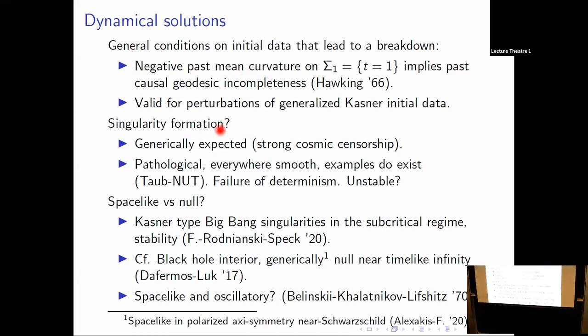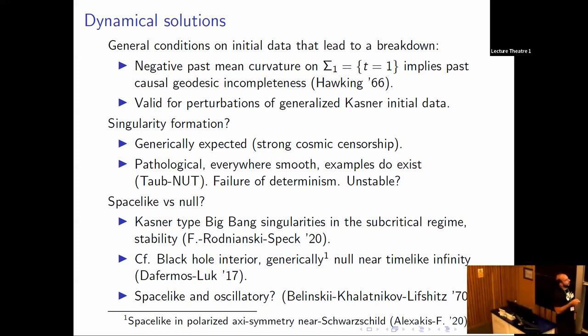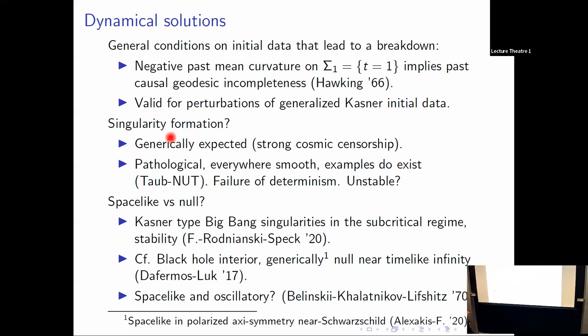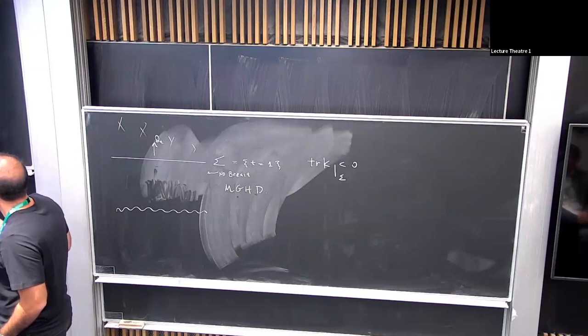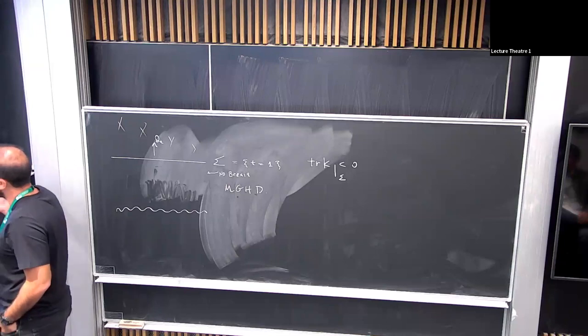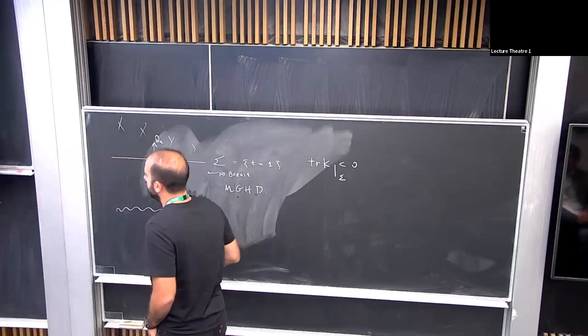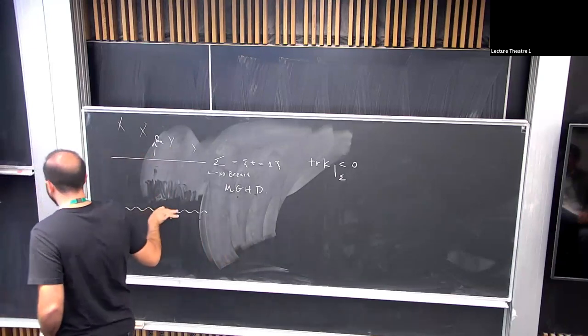And I don't need to explain what strong cosmic censorship is. We heard from Michalis. According to this conjecture, generically, this should be so. The word generic is essential because we have some examples where things are smooth and extendable, and therefore you have non-uniqueness or failure of determinism after the boundary. But the hope is that these are unstable, and generically you should have a spacelike boundary, a boundary which is singular.